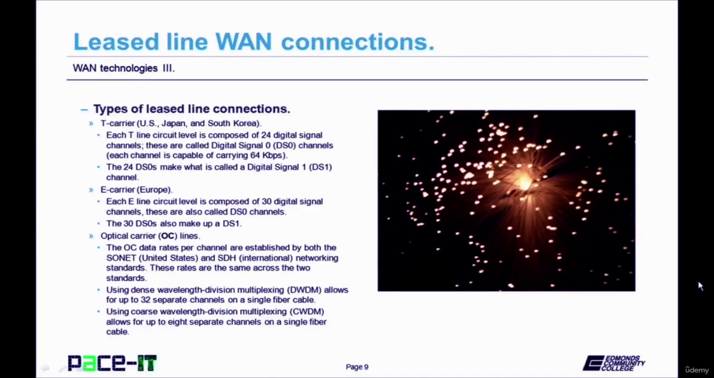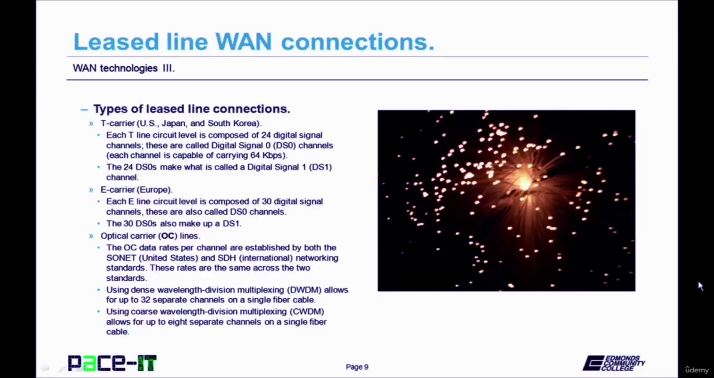When we're talking about fiber optic speeds, we often talk about optical carrier lines, or OC lines. The OC data rates per channel are established by both the SONET and SDH networking standards. SONET is the United States standard and SDH is the international standard. Interestingly enough, the OC rates are the same across the two standards.